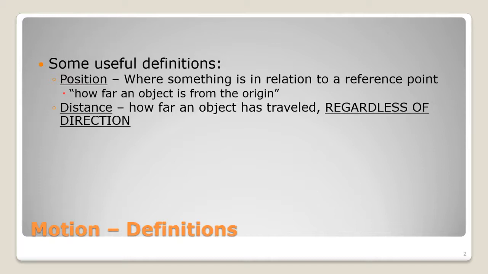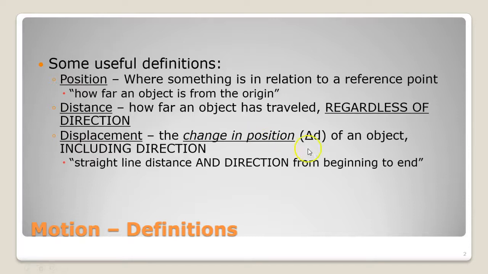When I say, how far is it to Walmart, you say 3 miles. You don't tell me the direction unless I ask you for the directions. So with distance, we simply report a number. We don't care about the direction. Whereas displacement is slightly different.